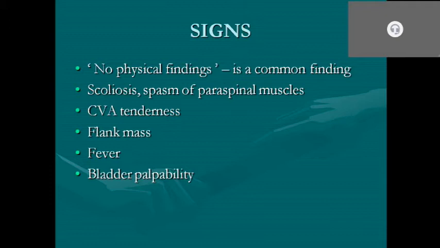And the other sign is scoliosis, because of spasm of the paraspinal muscles. When there is a spasm of the paraspinal muscle, you will have a typical finding in the X-ray KUB where you will see the scoliosis. From the spine's convexity and concavity, you can make out which side is the pathology. As the paraspinal muscle of that side contracts, the convexity will be towards the normal side and the concavity towards the pathological side. So these are the signs which you should be aware of.